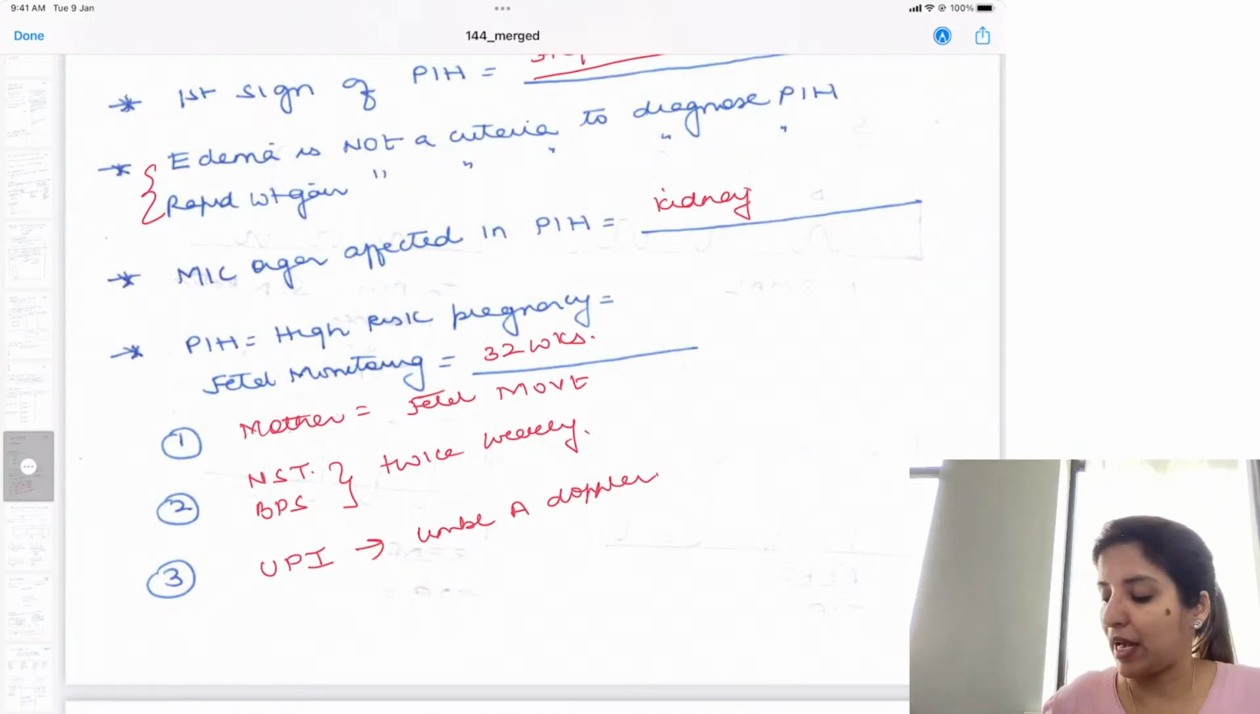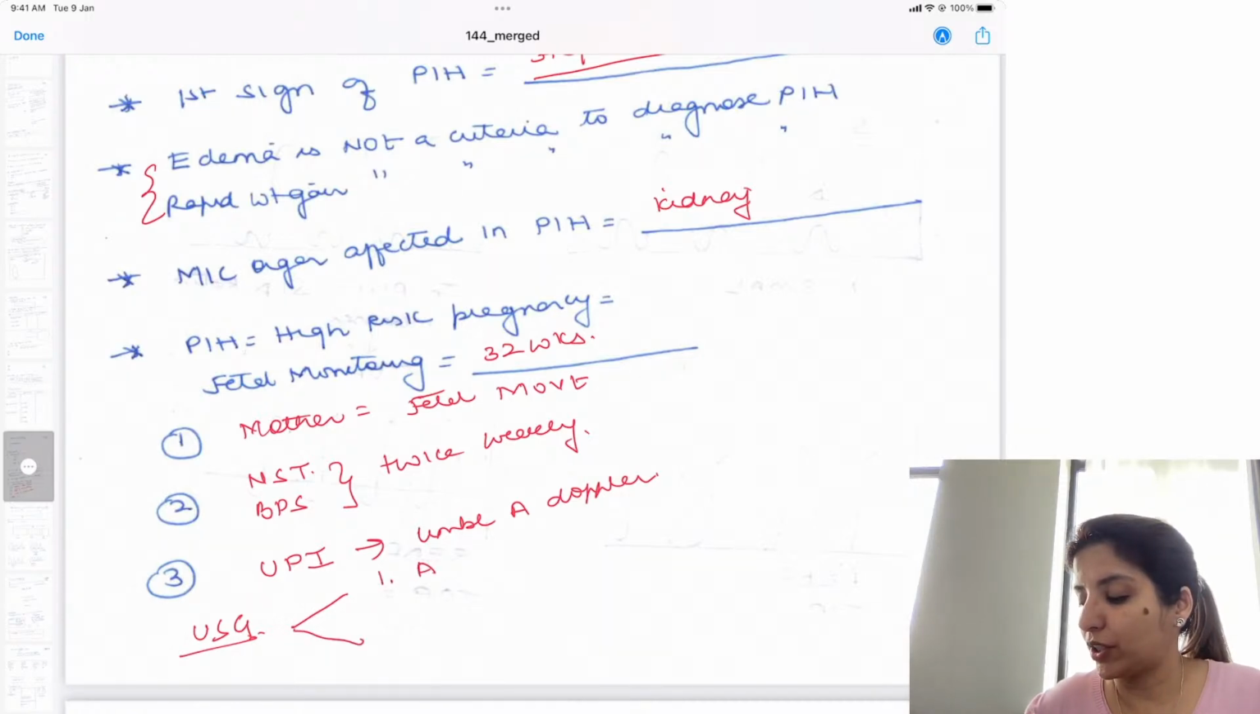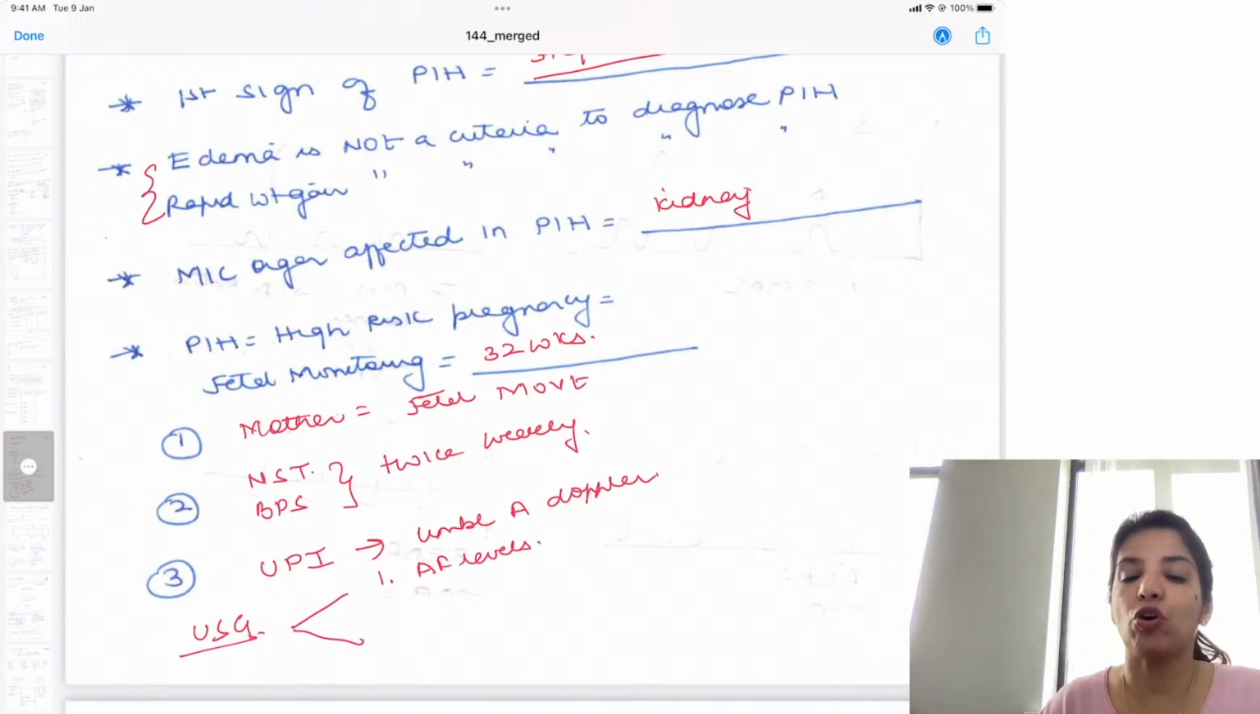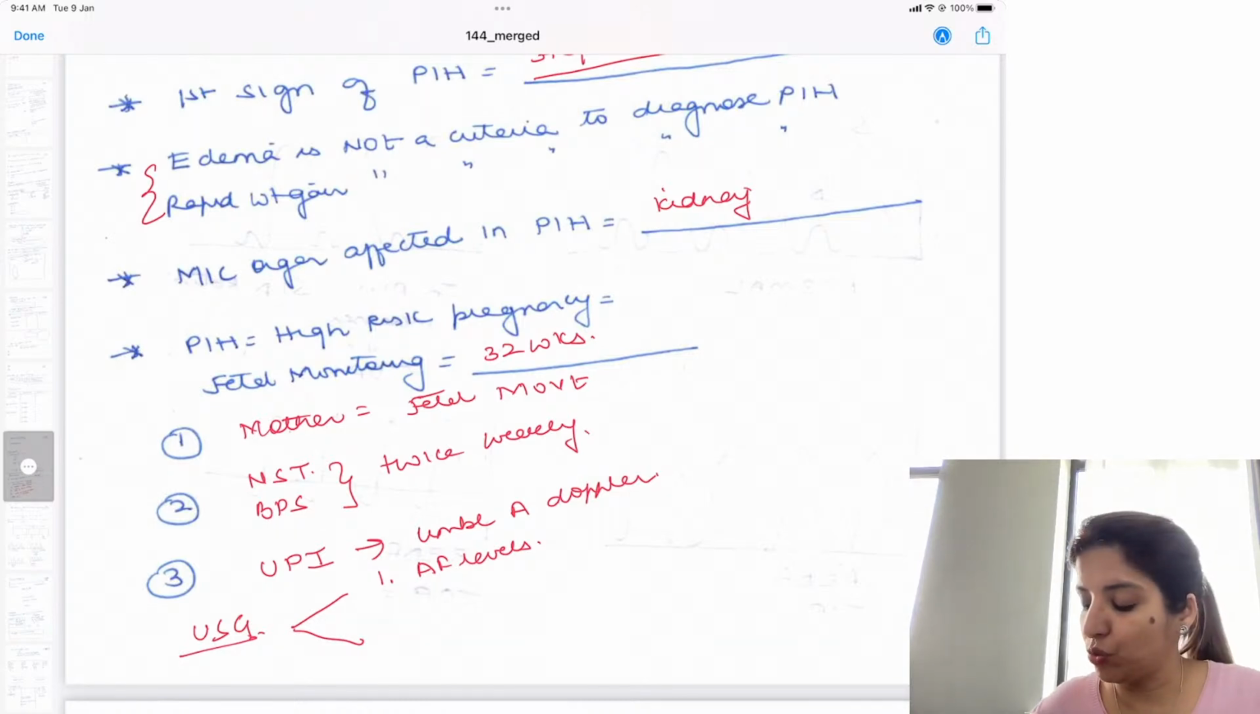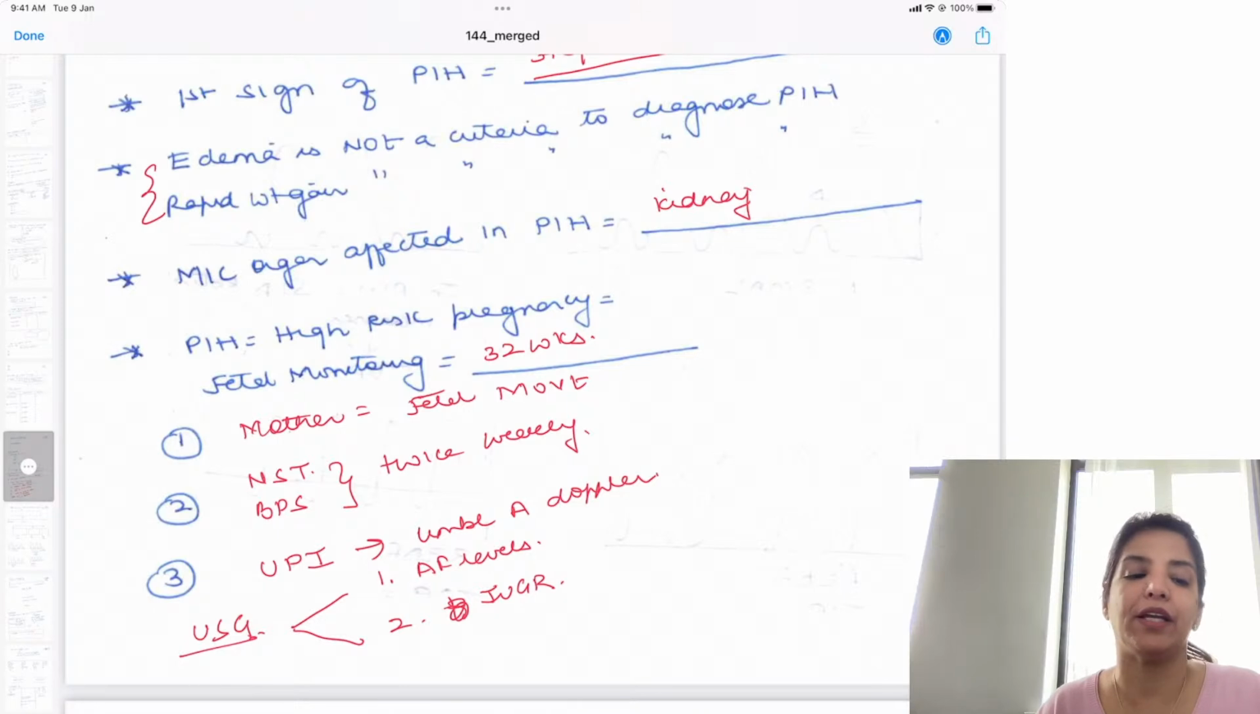Now, apart from that, you will have to do ultrasound. I am going to do ultrasound in the mother because I have to, number 1, check amniotic fluid levels, because there are chances of oligohydramnios, right? Number 2, I am going to look for IUGR. That is why ultrasound should also be done in patients of PIH. Clear to all of you? That is how you are going to do fetal monitoring.